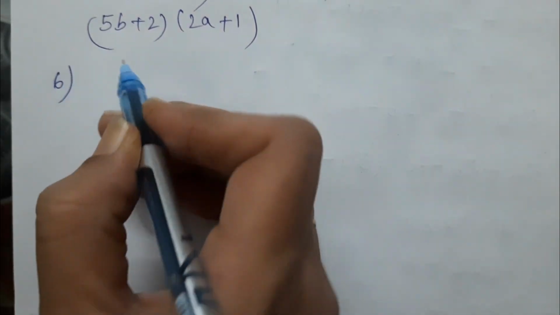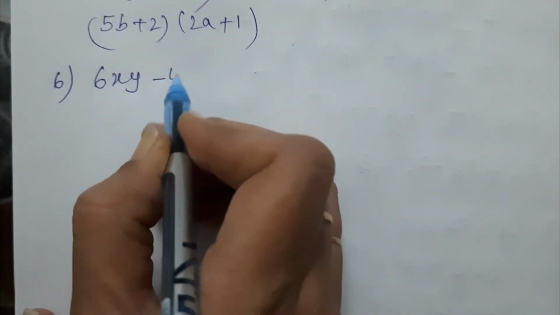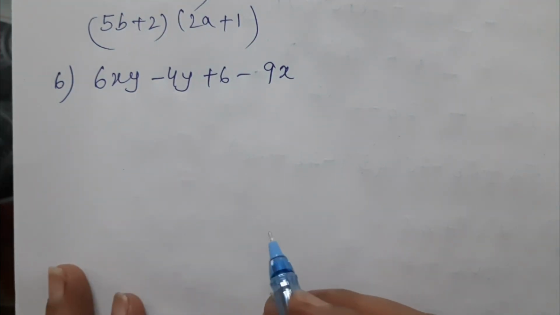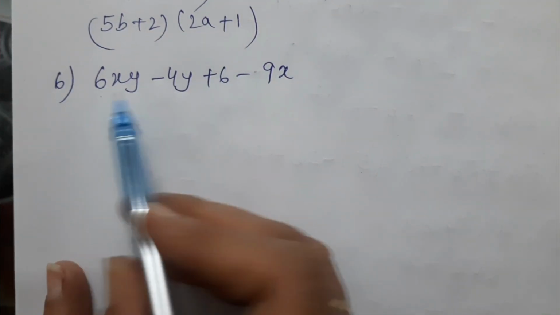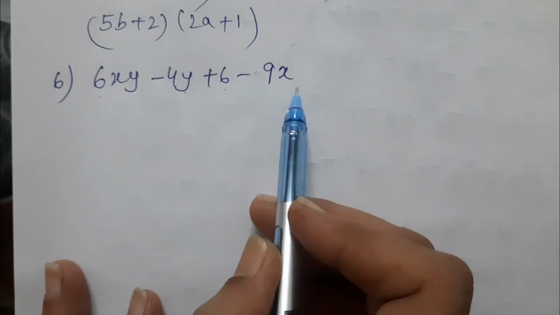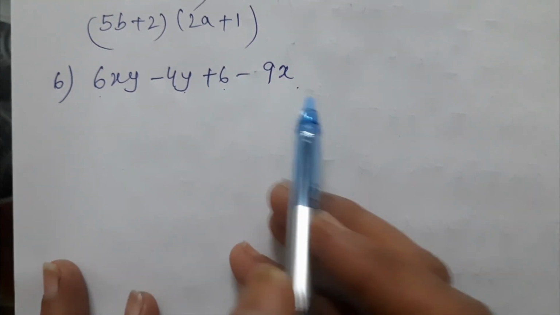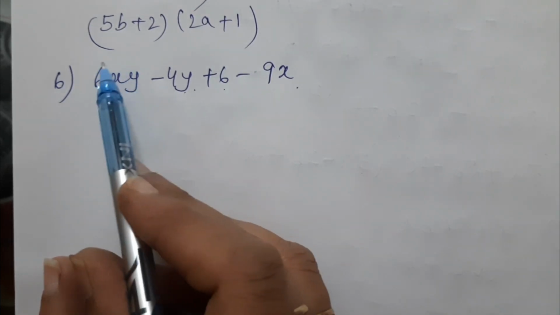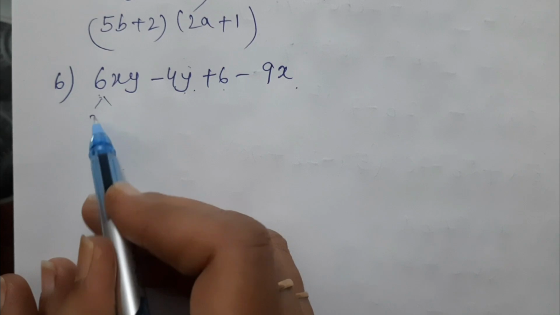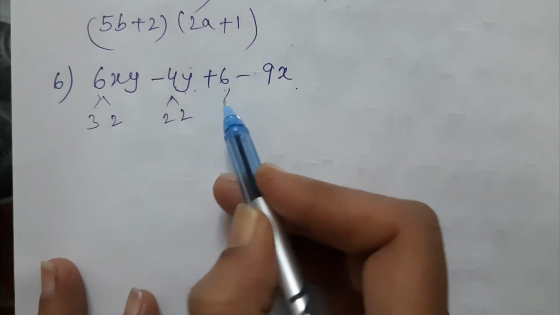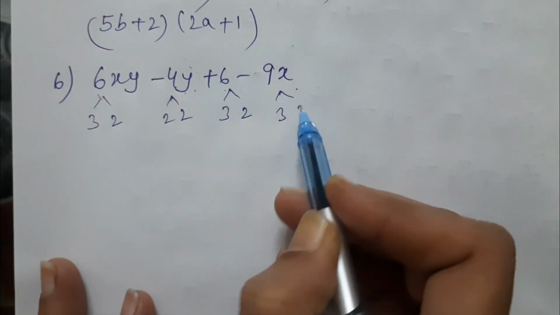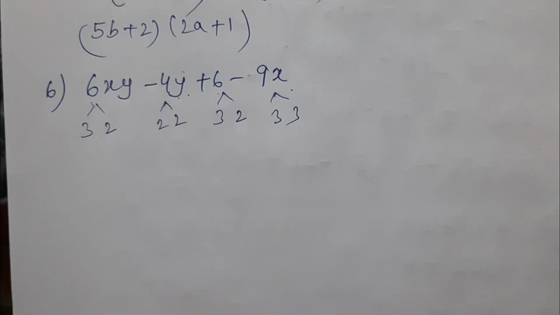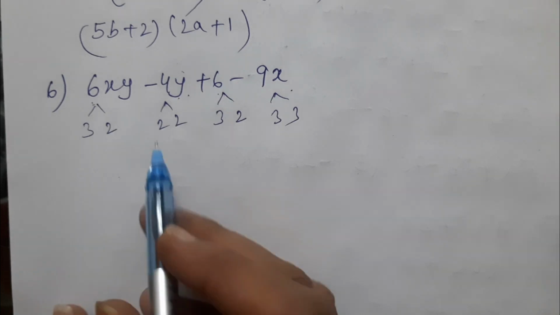The next question, 6xy minus 4y plus 6 minus 9x. Again we'll try for the common here. Here see 6 and 4 and then again 6 and 9. If we go for the common, there is no common, so we need to arrange like 6 and 2. If I take 2 common, here I am left with 3 and here 2. 3 2s are 6, 2 2s are 4. Here 3 2s are 6, 3 3s are 9. We cannot arrange a common one. So for this type of question, we need to think about how to arrange them.